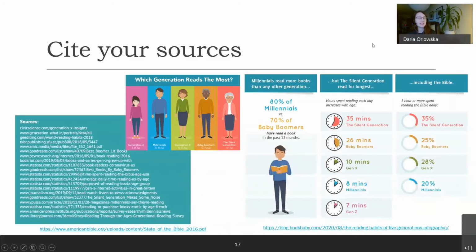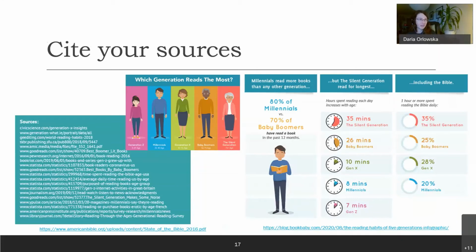And I think the most important thing that you can do is citing your source when you are creating a visualization, or when you're coming across one and you're trying to verify if this is reliable. Is there a source cited? This was something that was shared within the library a couple of days ago, a cool news article about which generation reads the most.